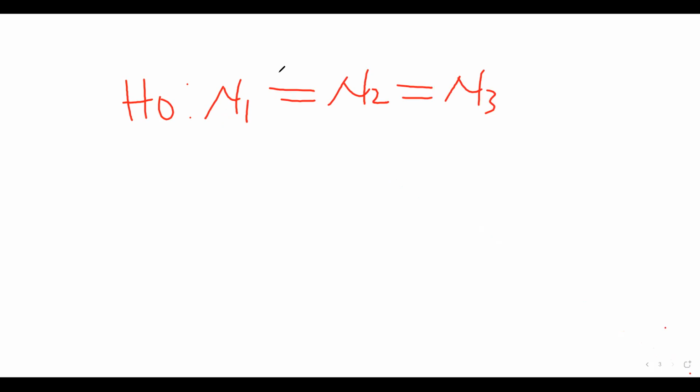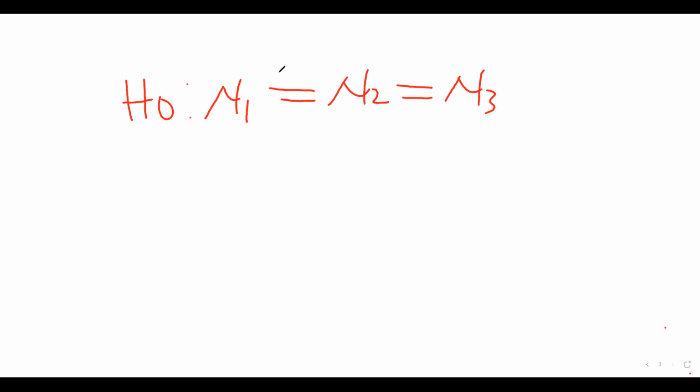Take note, this will not change. It will only change when there are a different number of groups. For example, if there are 4 groups, then you will have mu1 equal to mu2 equal to mu3 equal to mu4. But other than that, it's not going to be different.